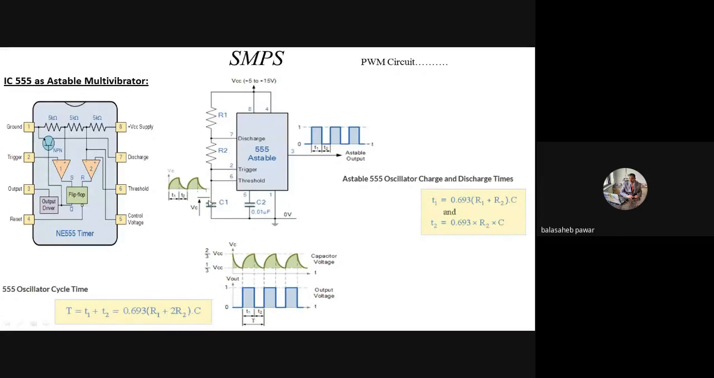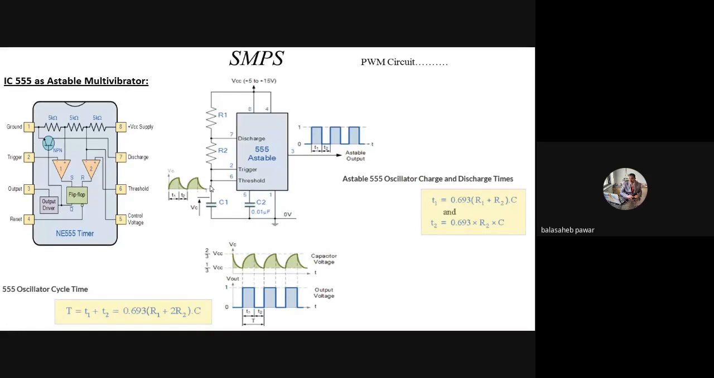Suppose we consider this one as the positive plate of the capacitor. It will discharge through R2, through the discharge pin, that is pin number 7, and through that inbuilt NPN transistor to pin number 1, which is the ground pin. That means the discharging of the capacitor totally depends on the value of R2, while its charging depends on the combination of R1 and R2.